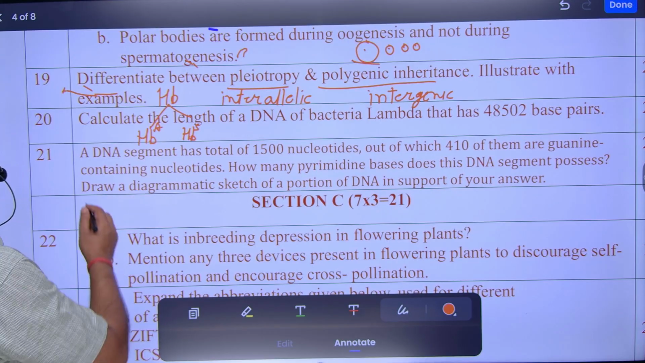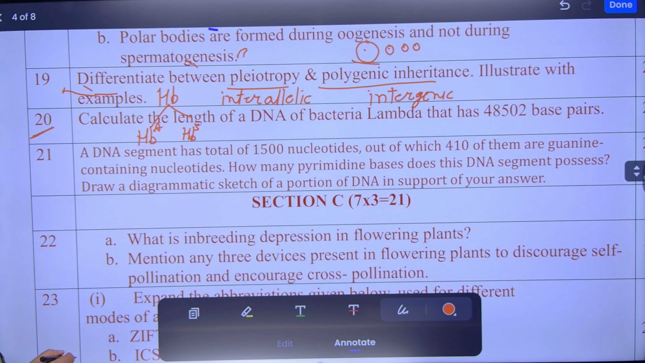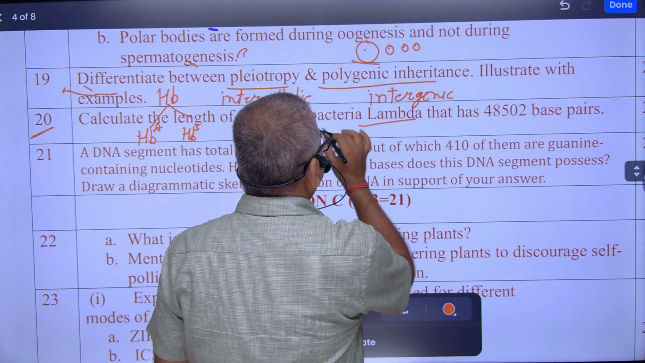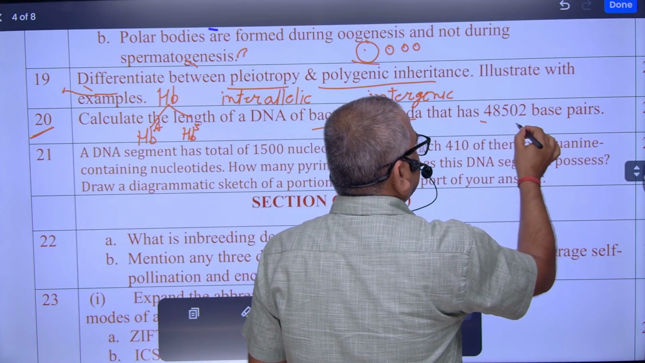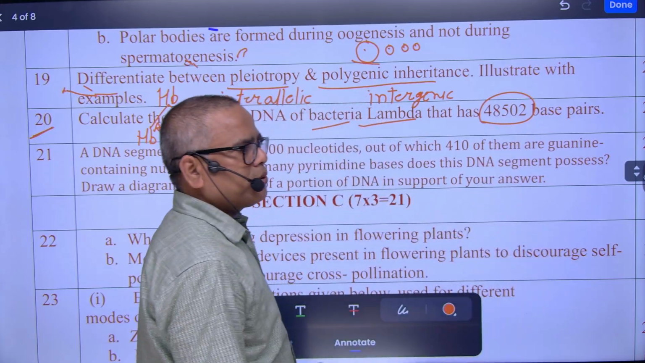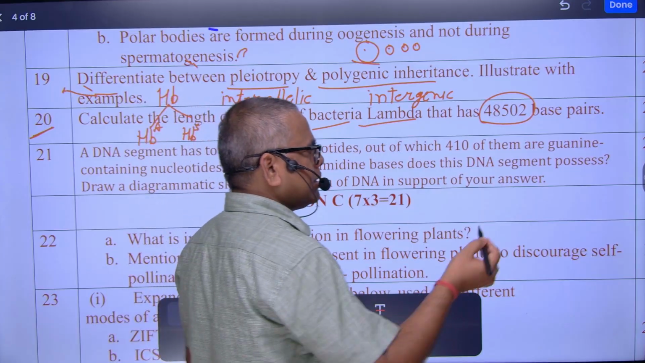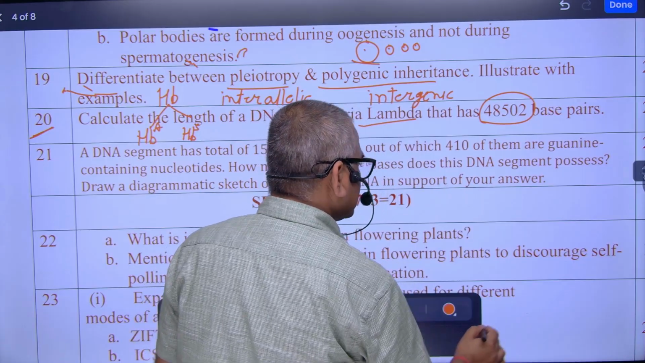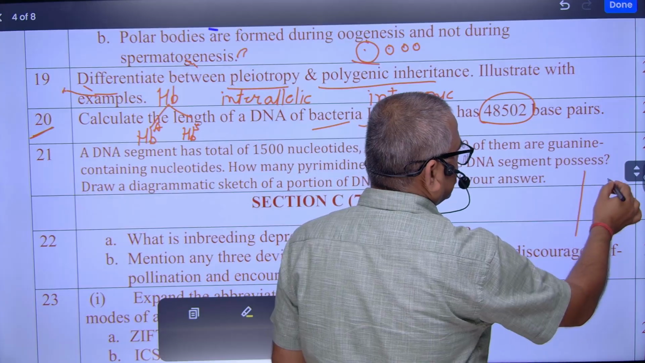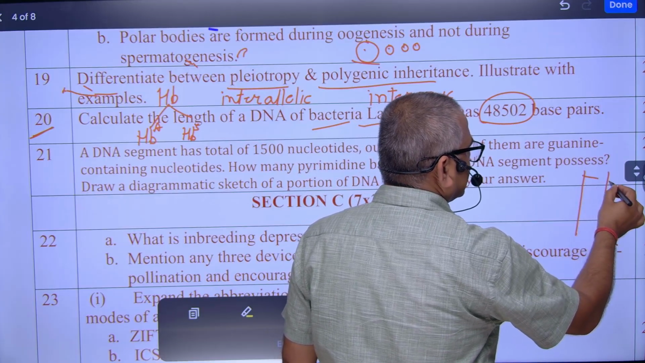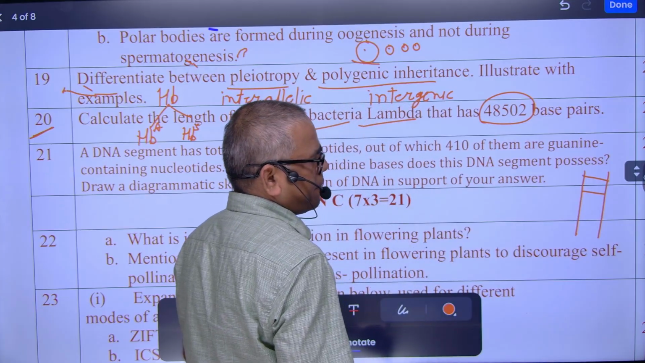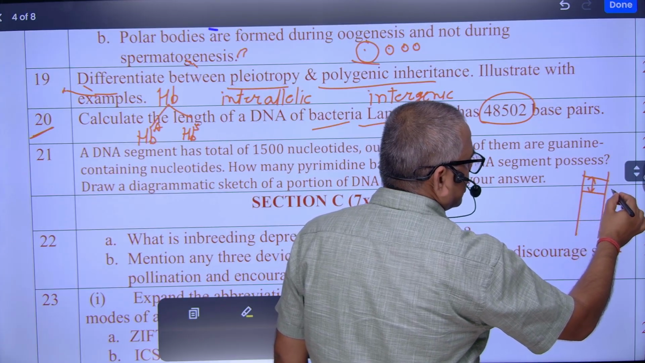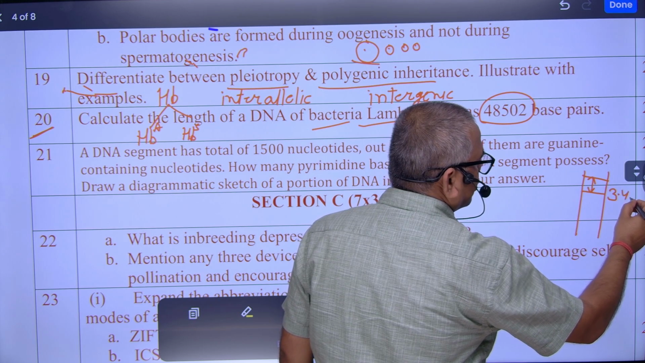Now we come to question number 20. That's a very simple question. In the case of lambda bacteriophage, the total number of base pairs given is 48502, and you are aware about the distance. Suppose we are drawing one DNA, suppose it is one base pair and it is another base pair, the separation between these two base pairs is found to be 3.4 angstrom.